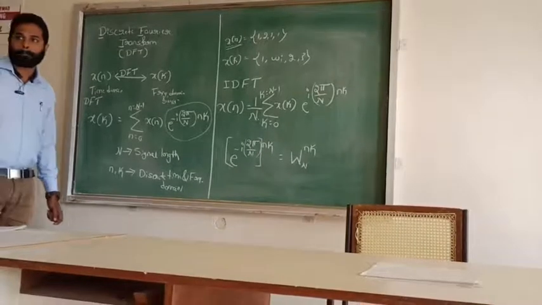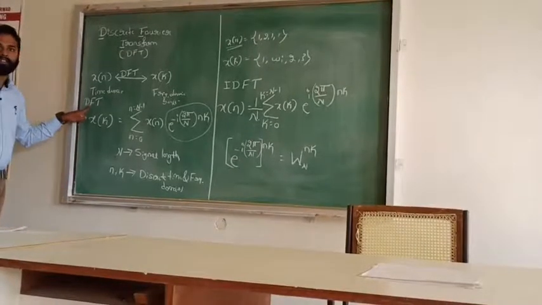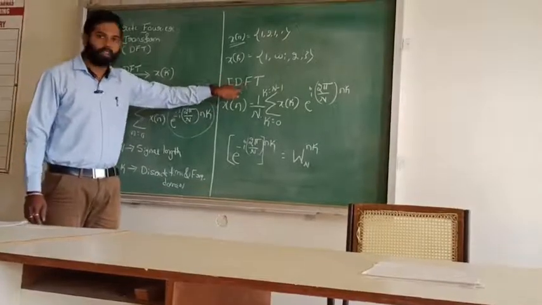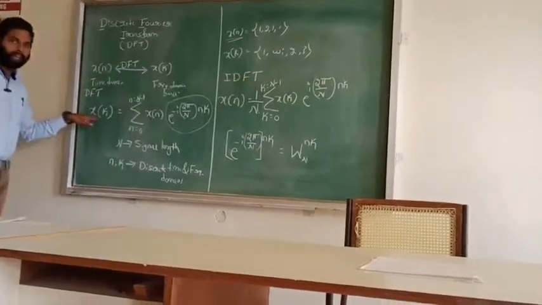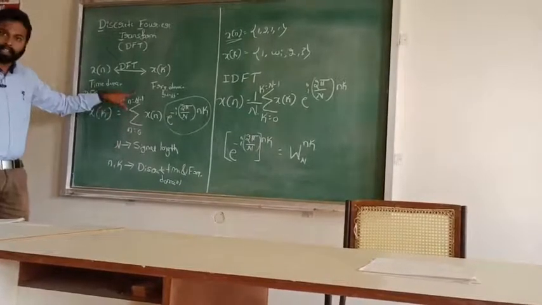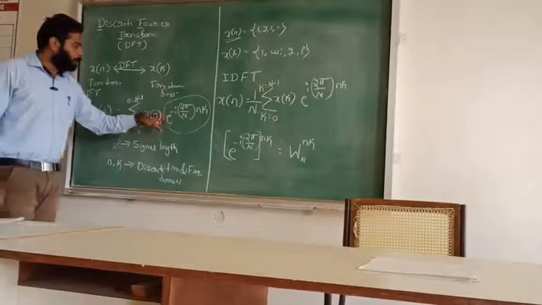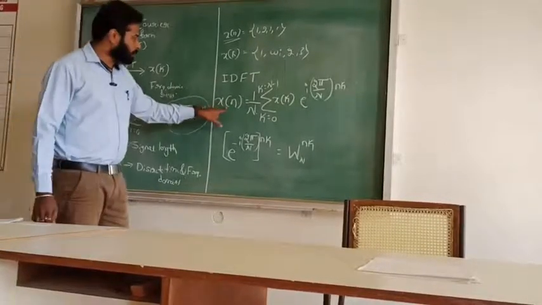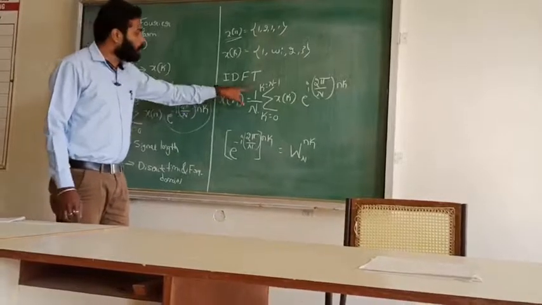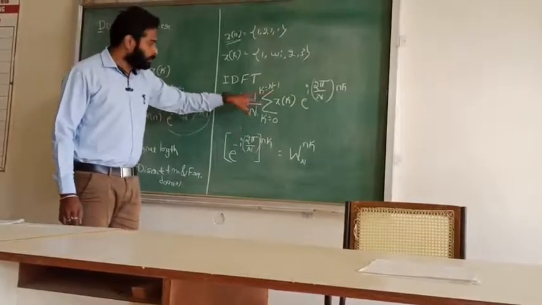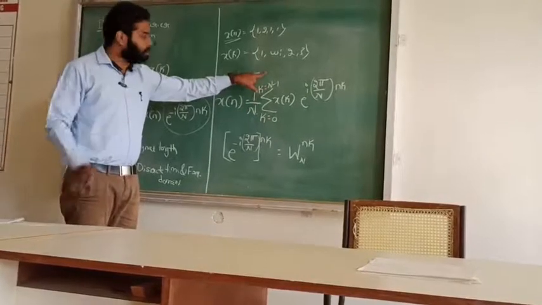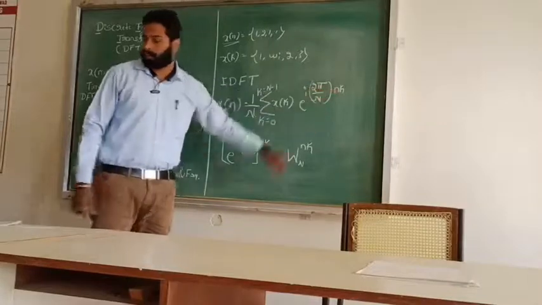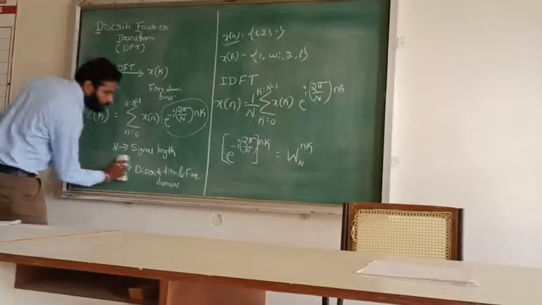So this is the DFT, discrete Fourier transform, and this is the inverse discrete Fourier transform. This is x of k is equal to summation n is equal to 0 to capital N minus 1 x of n e raised to minus I 2 pi by capital N into n into k, and x of n, that is the IDFT, is equal to 1 by capital N, the signal length, summation k is equal to 0 to capital N minus 1 x of k e raised to plus I 2 pi by N into n into k. Now we'll see a simple example.